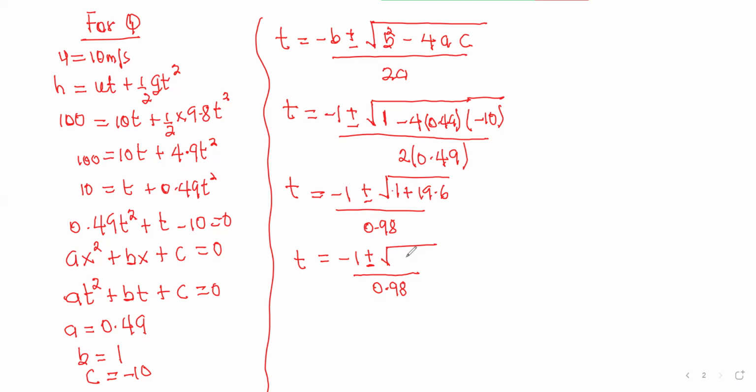So 19.6 plus 1, okay? And that must give us 20.6. So we rather take the square root of 20.6, which will be 4.53, divided by 0.98.